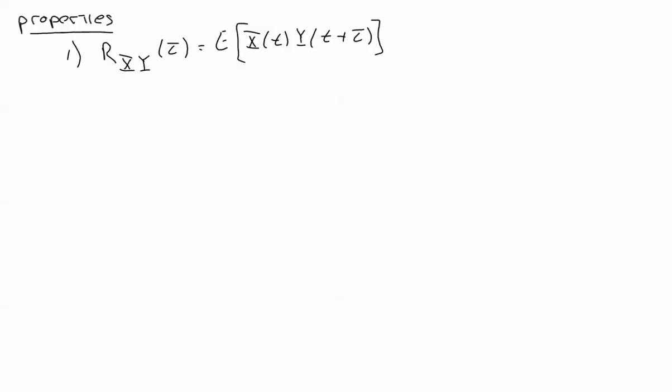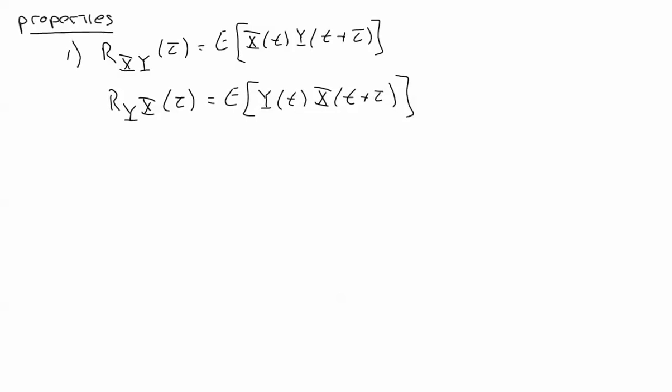My cross correlation of x and y, where I'm saying here that y is what is shifted relative to x, I can also define this by shifting x relative to y. So just thinking about the concept of relativity, if I shift x to the left, that's the same as shifting y to the right and vice versa.